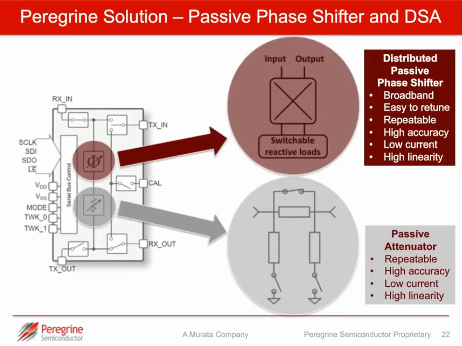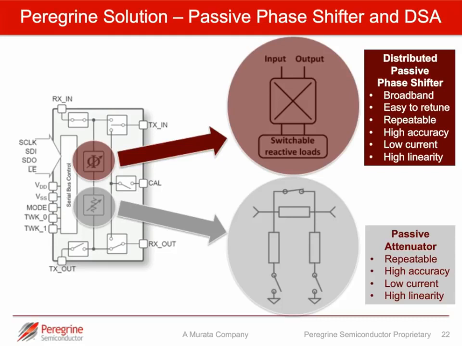So the Peregrine approach to phased array beamformers, if we take the two key blocks, you can see at the top the phase shifter and at the bottom the attenuator. The Peregrine approach to the phase shifter is using a distributed phase shifter. The basic architecture is based around having a coupler and a switched reactive load. The benefits of this system are it's broadband, extremely repeatable, and we achieve the accuracy that we desired plus the high linearity. So this architecture is a very robust solution and addresses our primary requirements.